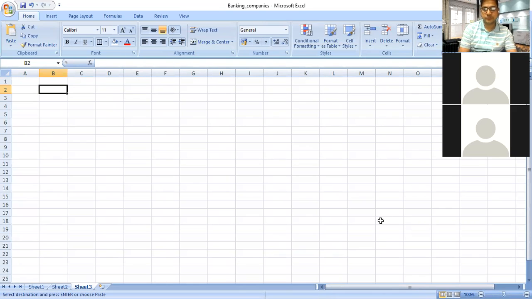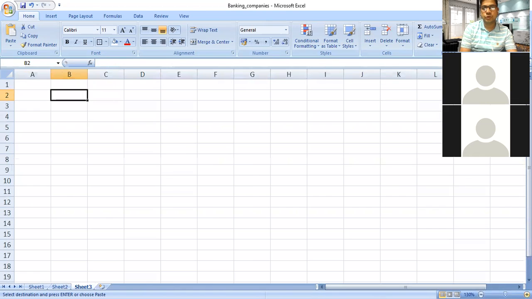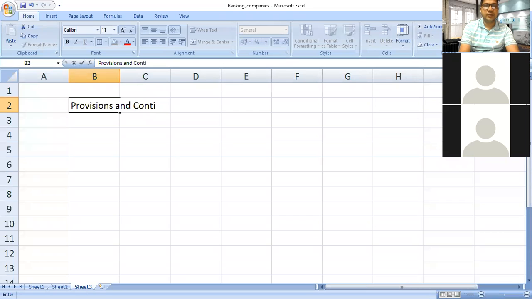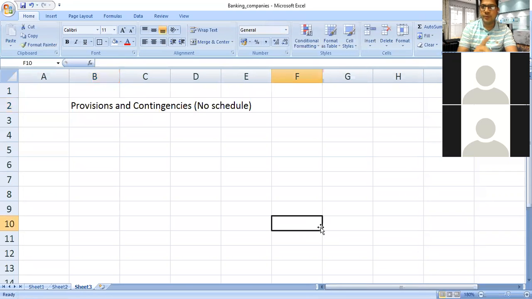Now friends, as you are aware, there is no schedule for provisions and contingencies. There is no schedule number also, but it is a part of our profit and loss account.